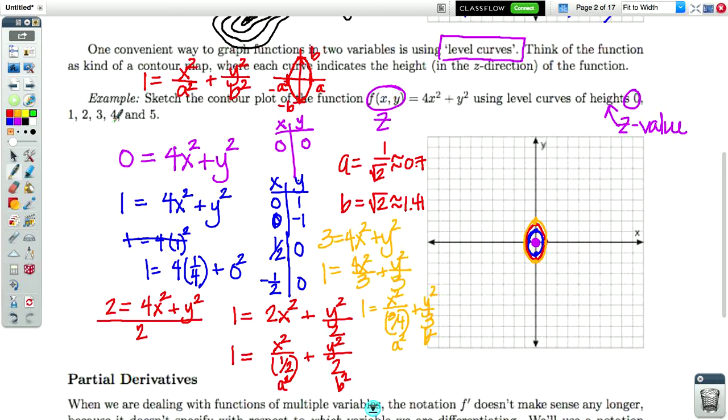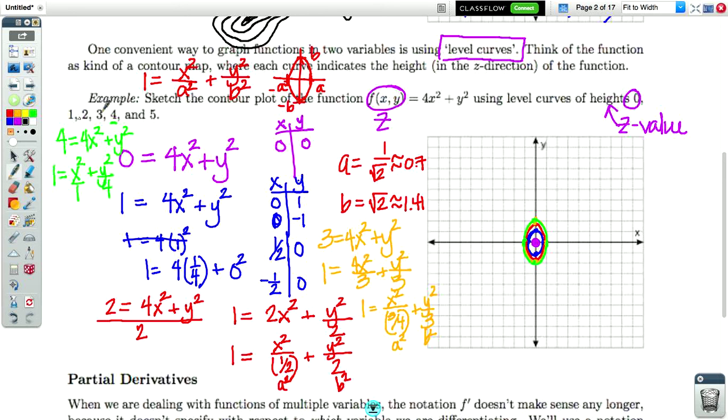And then I'll do a height of 4 in green, which is going to give us 4 equals 4x squared plus y squared. This is the only one that might turn out nicely. When I divide everything by 4, I get 1 equals x squared plus y squared over 4, which tells us our a value is 1, so I'm going to make it right out to 1 on either side, and our b value, since b squared is 4, is going to be up here at exactly 2, like so. So there's our height of 4.